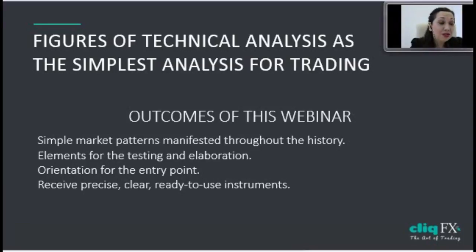Postulate number one, the market discounts everything. Two, the price moves in trends. And three, history tends to repeat itself. So what does it mean that the market discounts everything? Technical analysts, the people who are using only technical analysis in their trading, think that you don't need to take into account other factors separately for analyzing the future price movement. You need just to look at the price because it reflects everything.